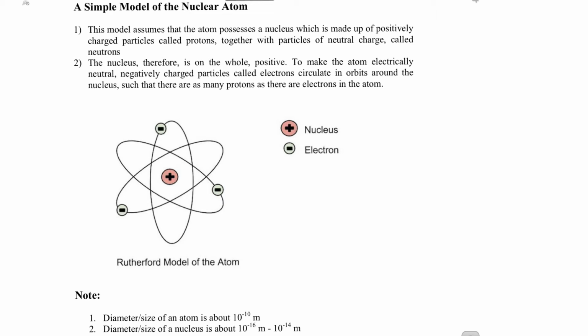Now, another thing I just want to add is the diameter or the size of an atom and the diameter or the size of a nucleus. So if they ask you for the diameter or size of an atom, it is about 10 to the power negative 10 meters, whereas the diameter or size of a nucleus is about 10 to the power negative 14 to 10 to the power negative 16 meters. Okay, so you need to know this range.